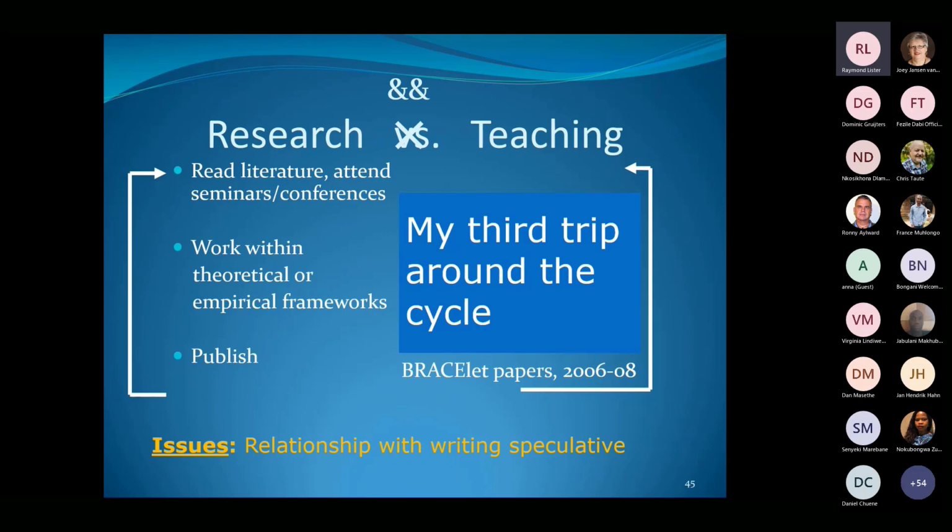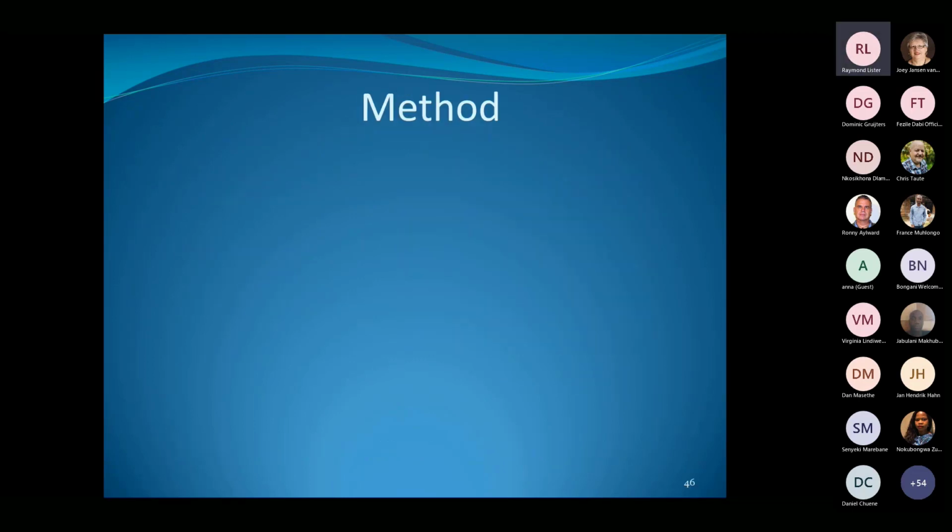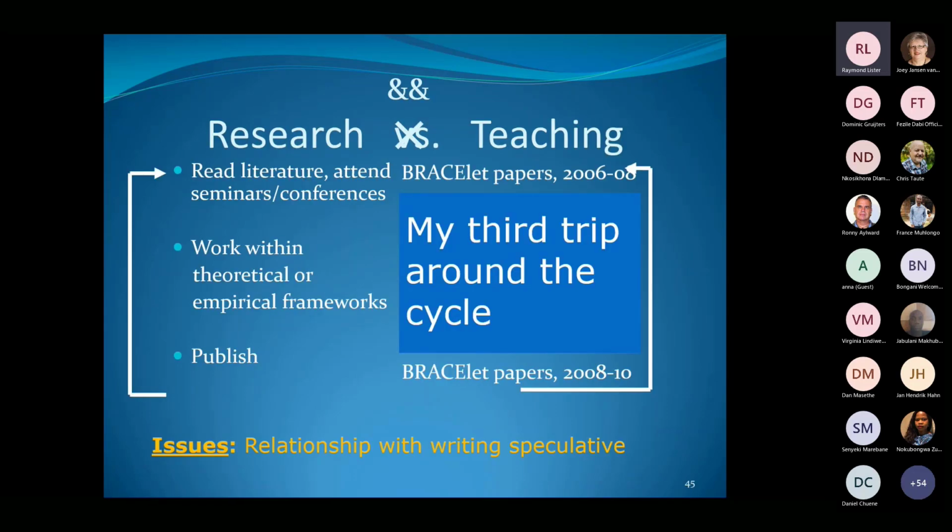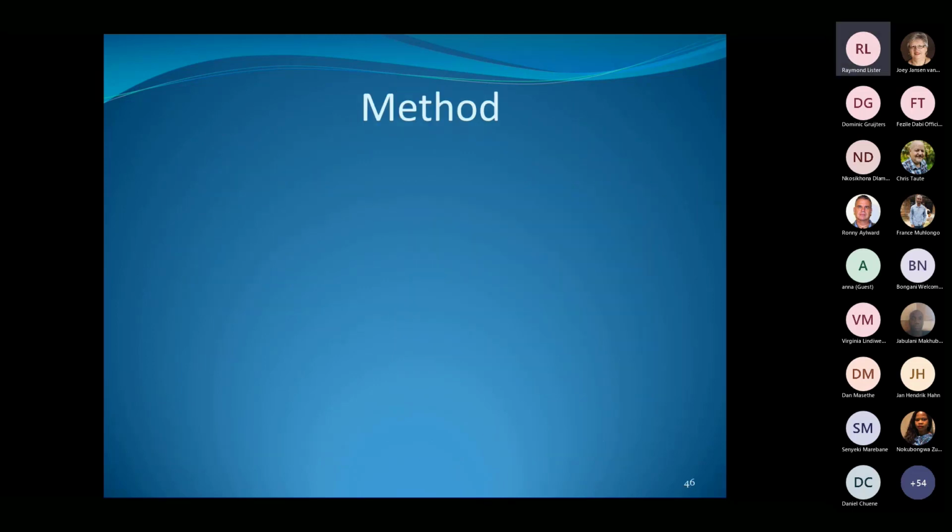And here we go. In our third trip around, of course, the papers that we'd published in the first BRACElet years, 2006, 2008, became the input, if you like, to our next trip around the cycle. And of course, our output was the papers we published between 2008, 2009, 2010. Now, what was our method this time? Well, no big surprises. We effectively added to the existing experiment.